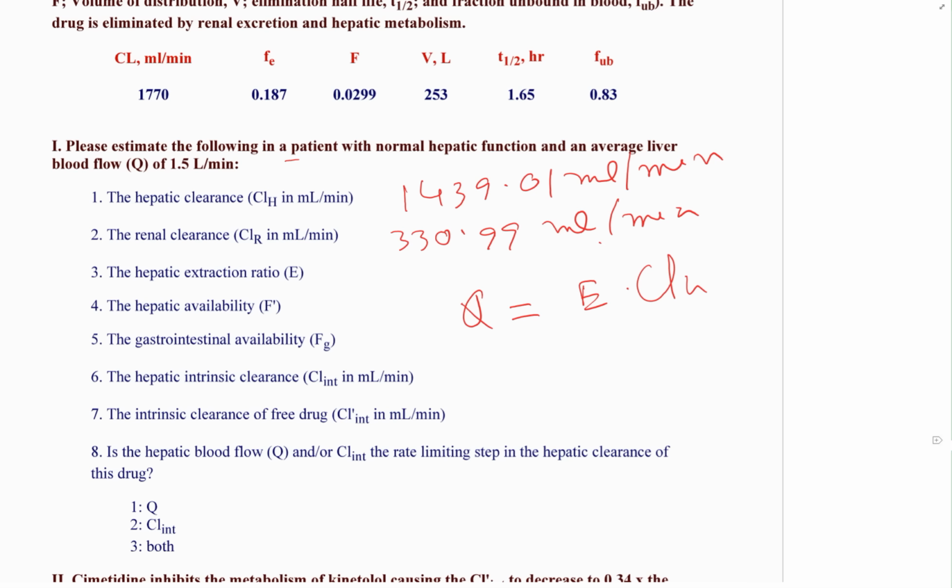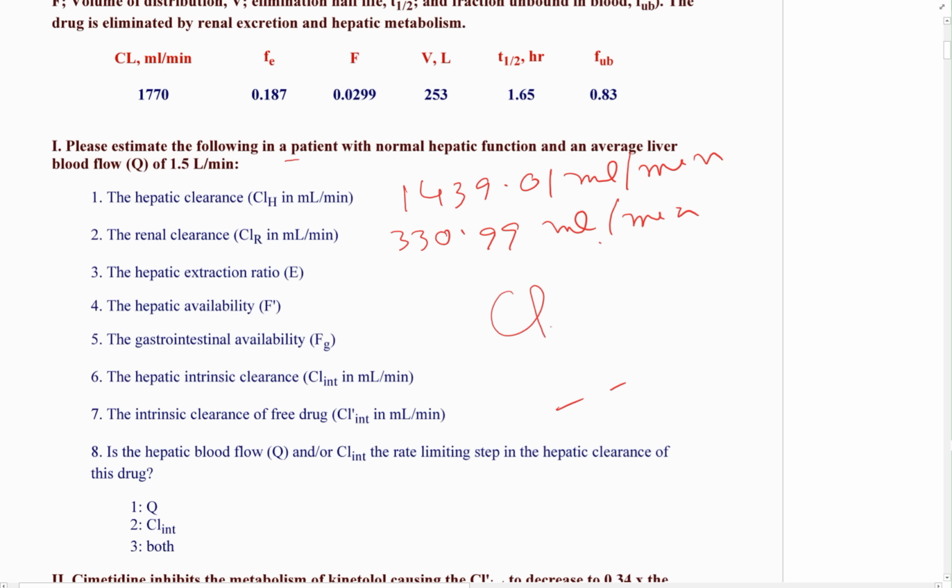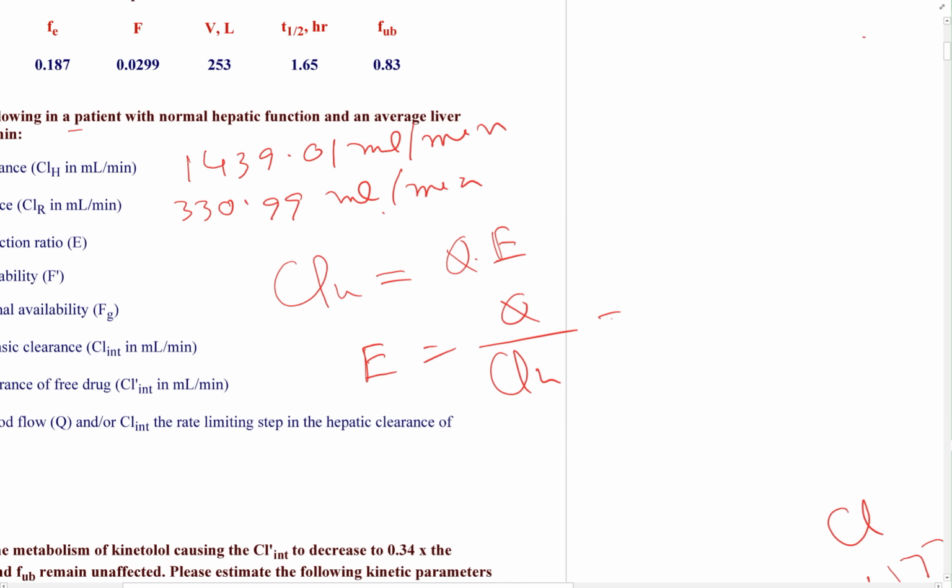Let's come back. CLH is equal to, now we have to calculate E. To calculate E, the equation is CLH is equal to Q times E. Now we are going to calculate E. So E is equal to CLH by Q.